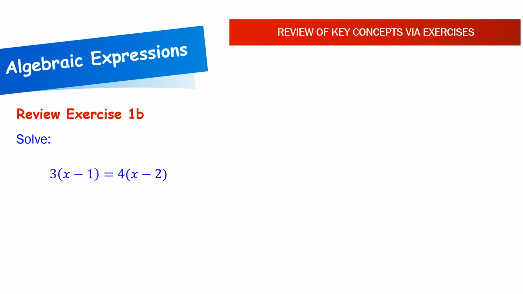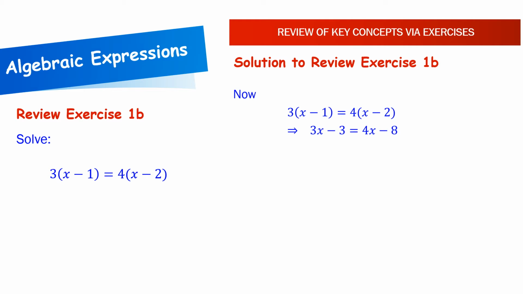And now for exercise 1b. Let's expand the brackets first. 3 times x, 3 times minus 1, 4 times x, and 4 times minus 2. Now bring the x's to one side by subtracting 3x from both sides.